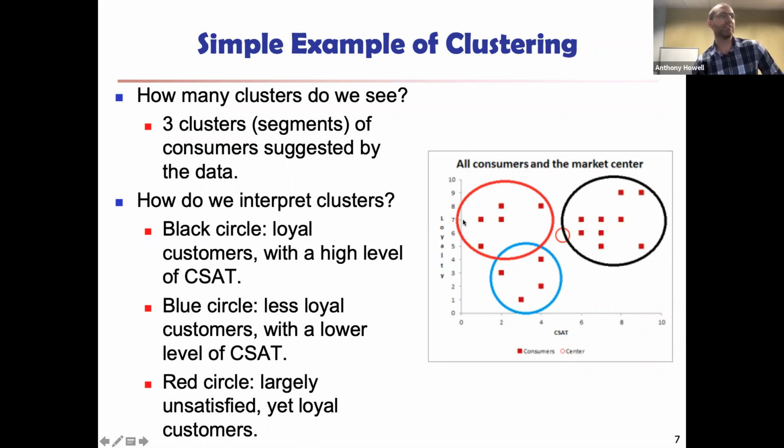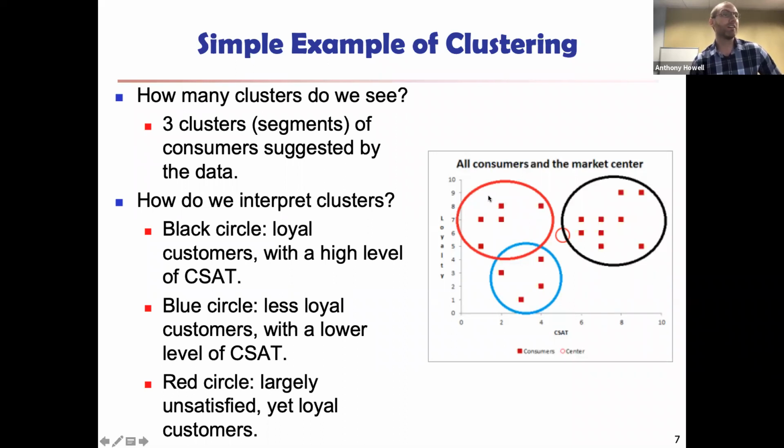So the next step then is, how do we interpret clusters? For the black circle here, we can see it has a very high CSAT score and typically a very high loyalty score among most of the customers. So we could interpret this as the customers who are extremely loyal and extremely satisfied with their experience at Costco. The blue circle would be the opposite. These are customers who are not very loyal and also not very satisfied, or very disloyal and very unsatisfied.